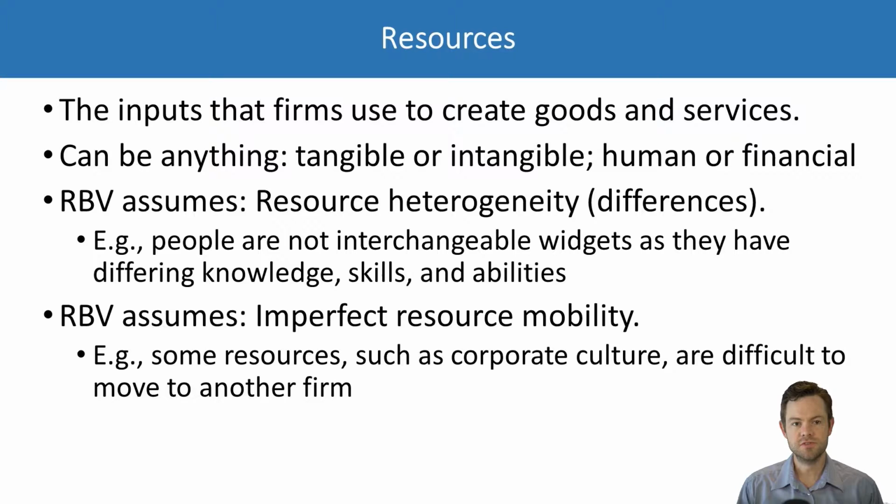Now, RBV makes a few assumptions. One is resource heterogeneity. That's differences between the resources. So, for example, people are not interchangeable widgets. They have differing knowledge, skills, and ability. And so there are going to be differences between the programmers that Apple has and the programmers that Google has, for instance. The other assumption that RBV makes is that there is imperfect resource mobility. So this is that some resources, such as corporate culture, are difficult to move from one firm to another.